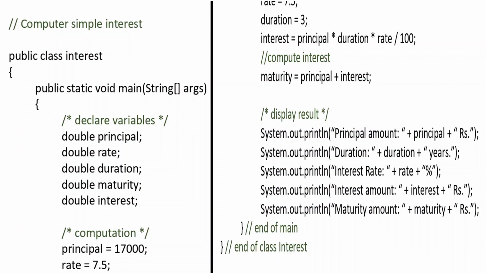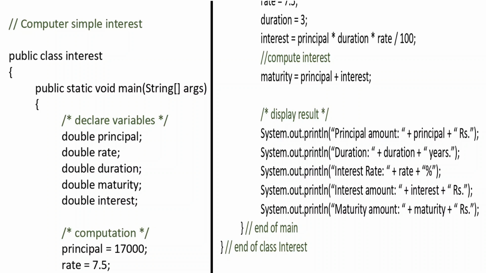Before beginning with the chapter, let us see a simple, very simple program so that you will understand the concept of programming in Java. As you know, the very first line is a comment line because it begins with double slash. It says, actually it should be compute simple interest. This is a program to calculate simple interest.